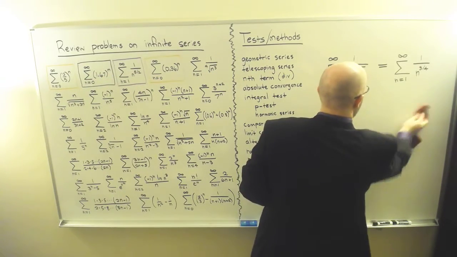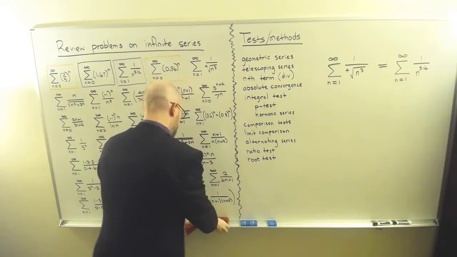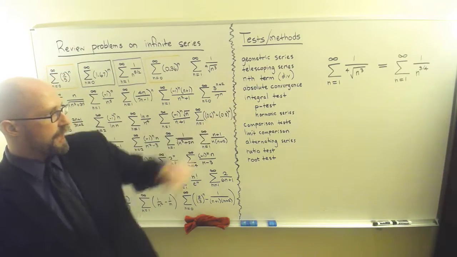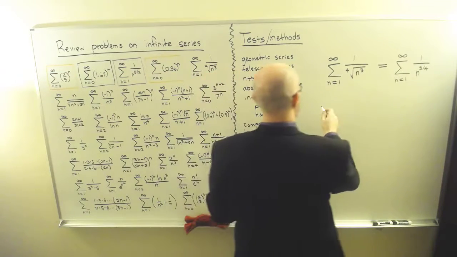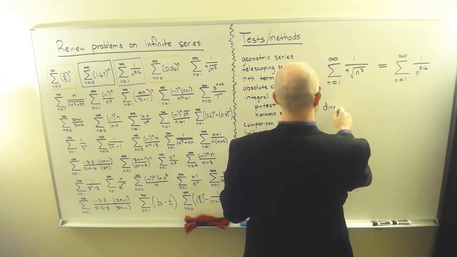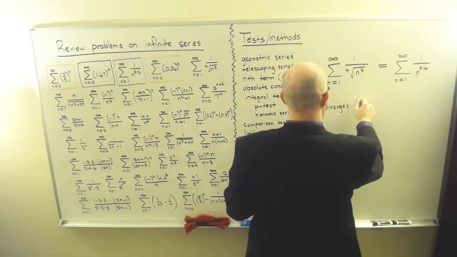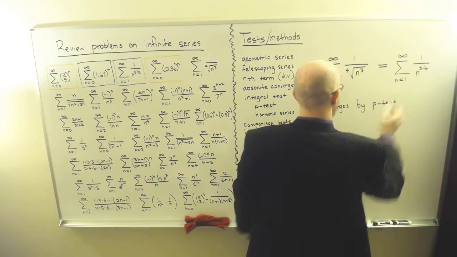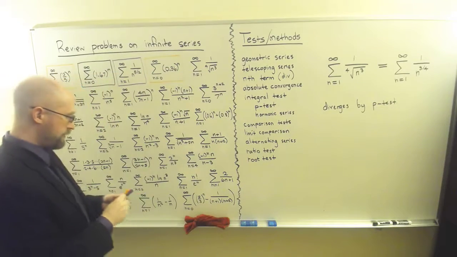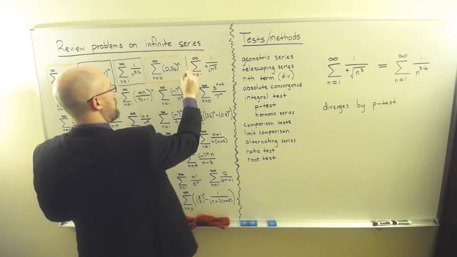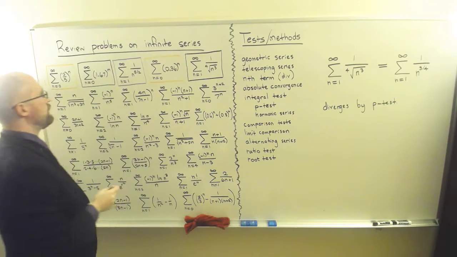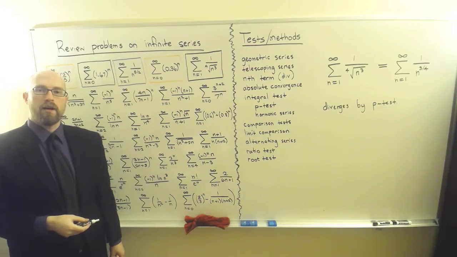But anyway, ignoring that commentary, we now have a power that's less than 1, and so this diverges by the p-test, because it's less than 1. So we can put a black box around that, and that's our first 5 problems.